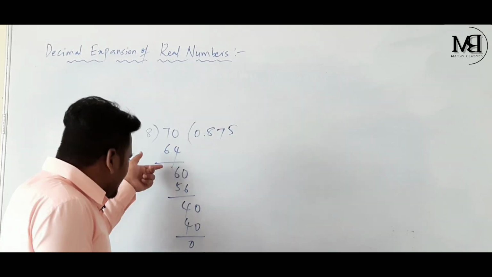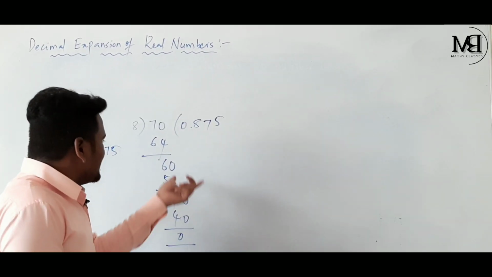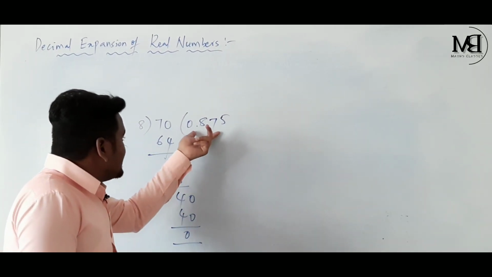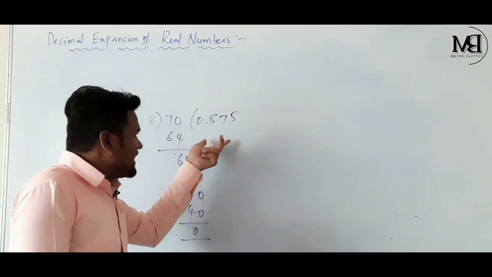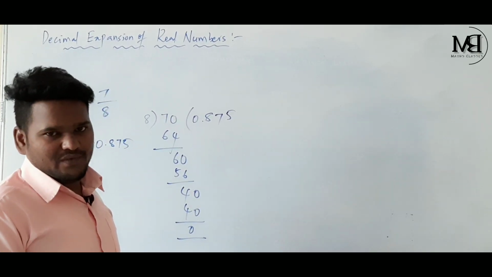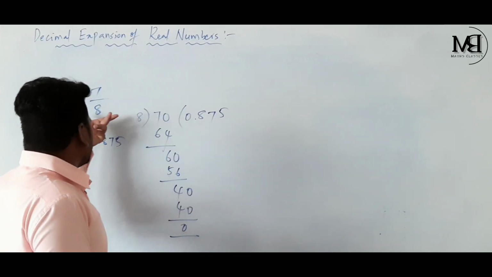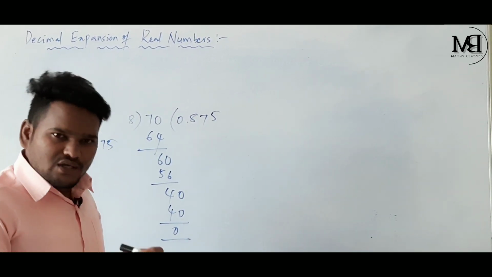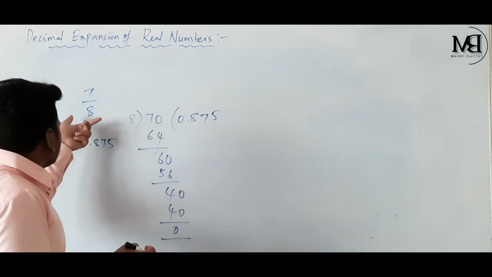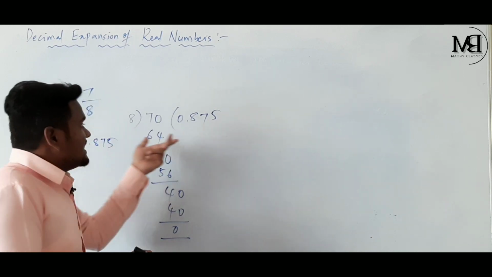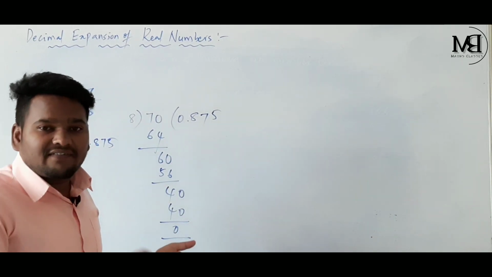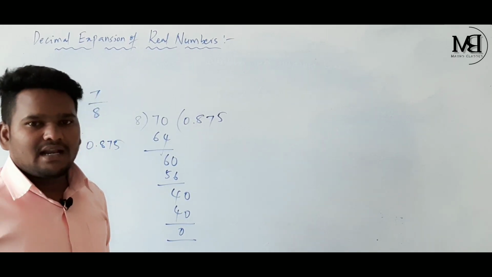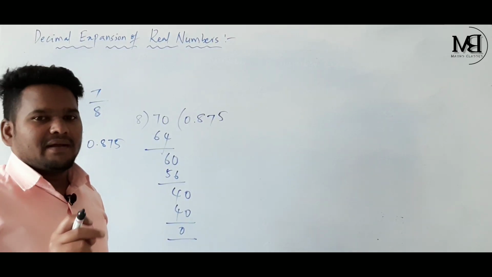See children, here we got the remainder 0. So the decimal expansion of 7 by 8 has ended. It has terminated here. Got my point? So the decimal expansion of 7 by 8, that is 0.875, is known as a terminating decimal.